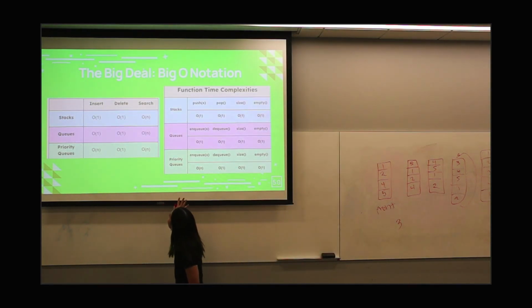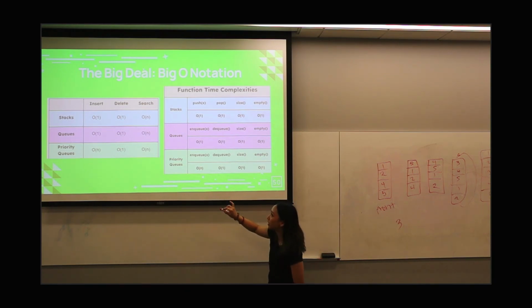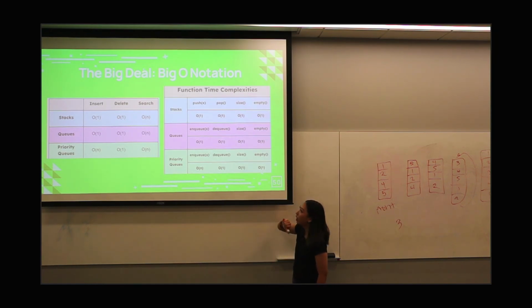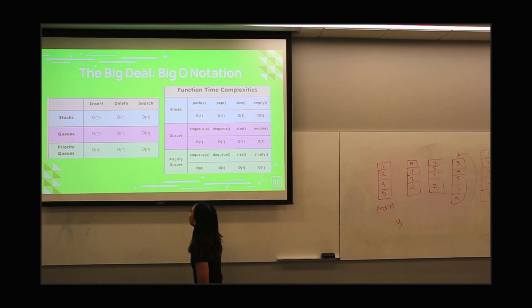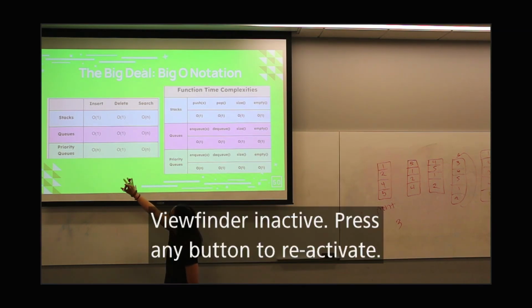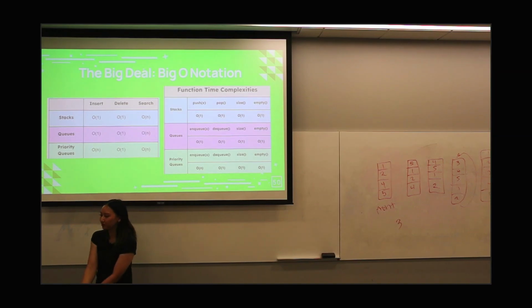And the last slide is the big O for all of the template functions for stacks, queues, and priority queues: insert, delete, search, push, pop, size, empty. For push and pop, it's O of 1, except for priority queues, where it's O of n. Size and empty are also O of 1. To search, it's always O of n. Insert and delete are O of 1, and for priority queue insert it's O of n.